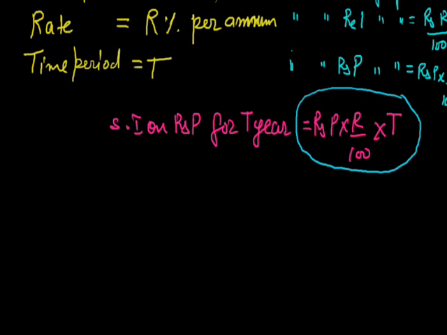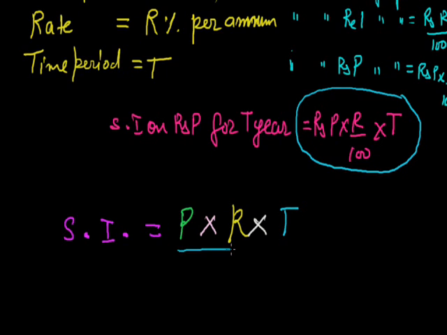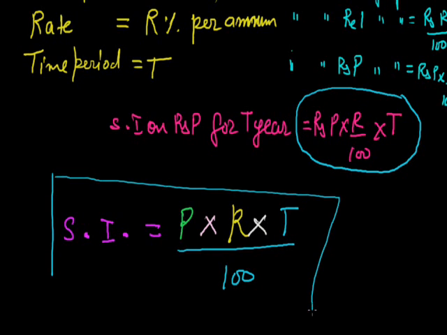So we can say that the simple interest, SI, is equal to P, that is the principal, into R, that is the rate, into T, that is the time period, and whole upon 100. This is the formula for calculating simple interest on the principal or the amount we borrowed, that is P, for the rate of interest R% per annum for time period T.